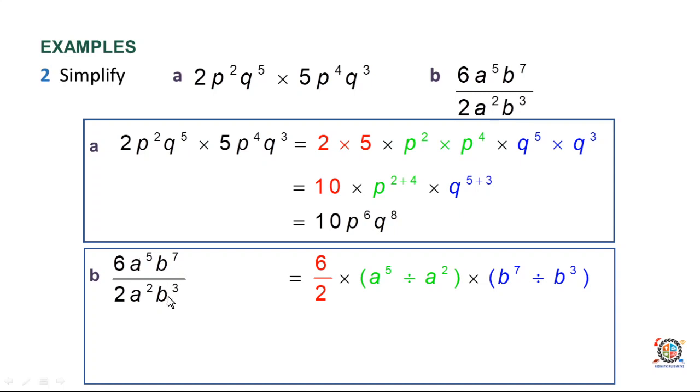Of course, you can divide them if they already have their values, but this time you cannot divide yet. Now, 6 divided by 2 is equivalent to 3. A to the power of 5 divided by a to the power of 2 is a to the power of 3. And b to the power of 7 divided by b to the power of 3 is b to the power of 4, because 5 minus 2 is 3 and 7 minus 3 is 4. So the answer here is 3a cubed b raised to the power of 4.